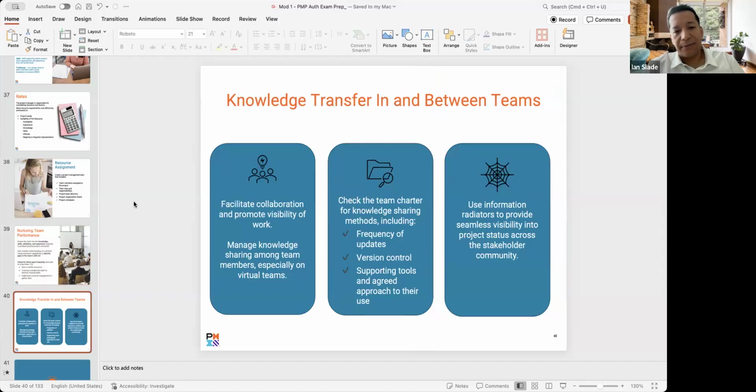Knowledge transfer. Okay. So there are two things that you have to keep in mind for knowledge transfer. The first one is the knowledge transfer amongst folks within your team. You know, make sure that if someone knows something that other team members can benefit from, then by all means, let's find a way for folks to share.